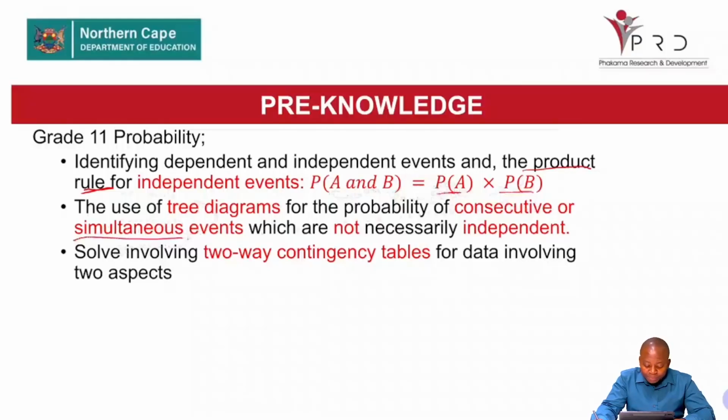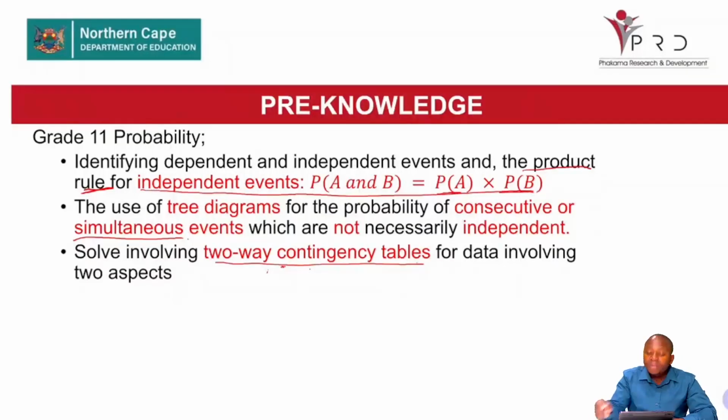We must be able to solve problems using two-way contingency tables for data involving two aspects. Remember, this is grade 11. We must remember how two-way contingency tables work. They give us the relationship between two variables. One variable goes across and the other goes down, so this is where we can see the relationship between two variables. In most cases, contingency tables assist us to indicate whether events are independent or not.